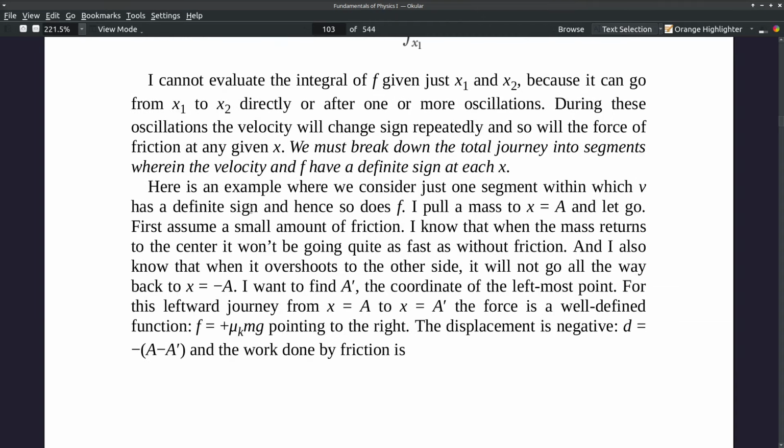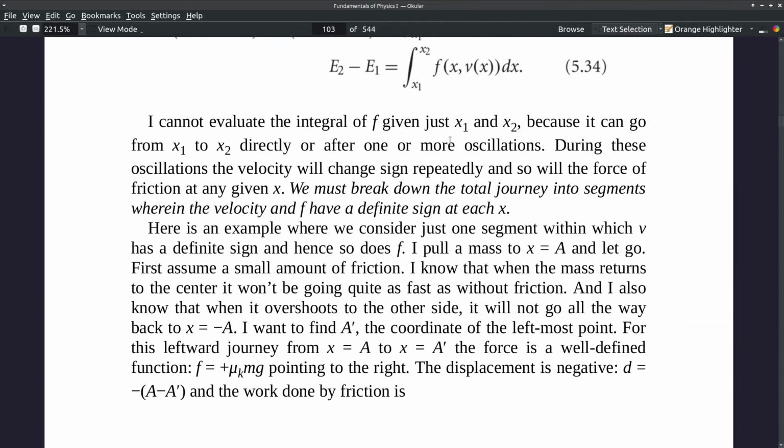I cannot evaluate the integral of little f given just x sub 1 and x sub 2, because it can go from x sub 1 to x sub 2 directly, or it can go after one or more oscillations. So he's saying it's not always going to go straight from 1 to 2. It could go back and forth on its way in between, and it could be moving a whole bunch in between, and I'm not going to know about it.